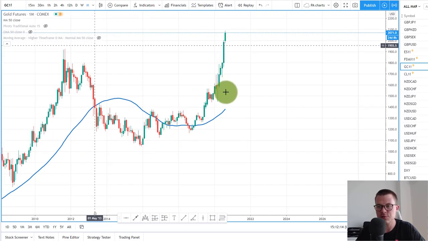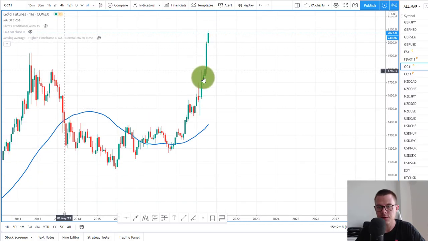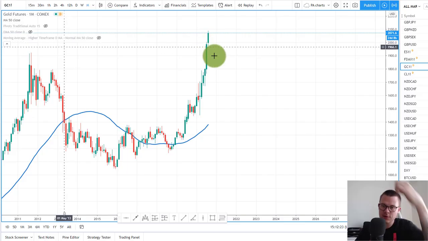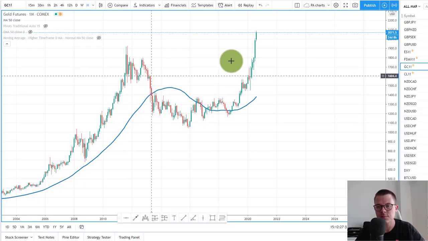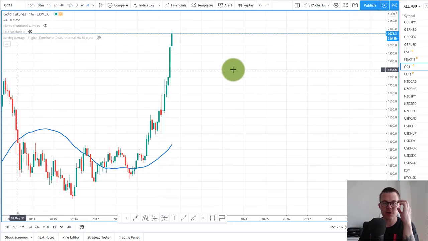Well, gold is doing its thing here, unstoppable. And we have 1, 2, 3, 4, 5. Well, this one is in the making, but we have currently 5 consecutive bullish bars. Obviously, gold is a commodity and not a forex pair.